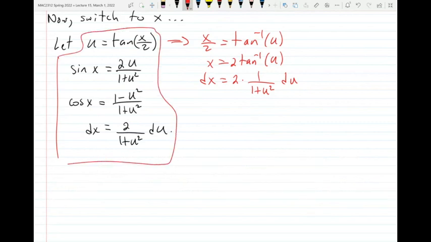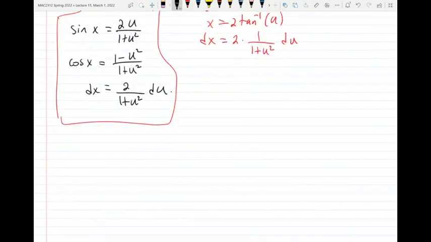So basically dx is 2 over 1 plus u squared du. This allows us to turn any integral of a rational function of sine and cosine, in quotation marks because it's not actually a rational function, into an actual rational function. Every place that you see a sine, you put 2u over 1 plus u squared. Every place that you see a cosine, you put this expression. And dx is this expression. After you simplify everything, you're going to get a rational function. Then do partial fractions. So let me illustrate this with the above example.